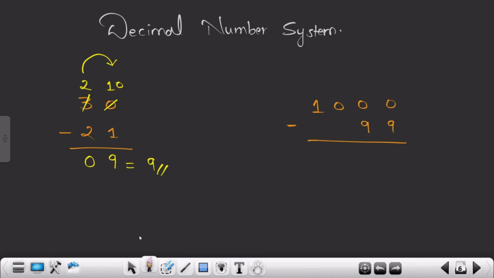Great. So now what we will do, we will perform subtraction on this particular number. What is 1000 minus 99? We all know its answer would be 901. But how are we going to solve it by the traditional method? So this is what we need to see.